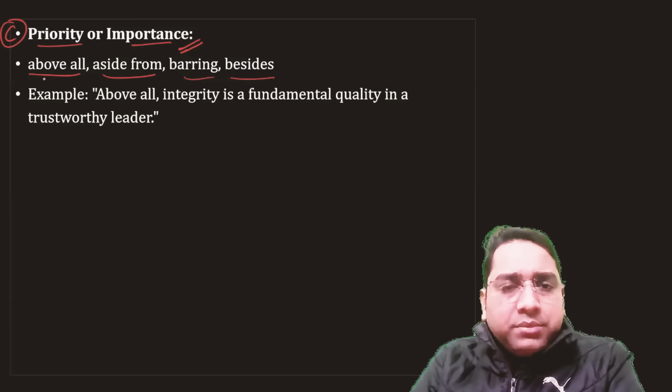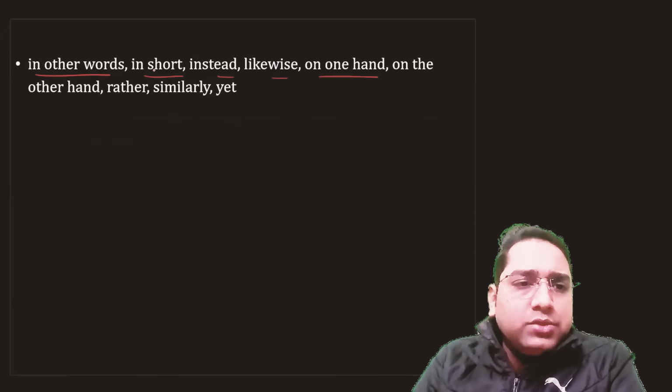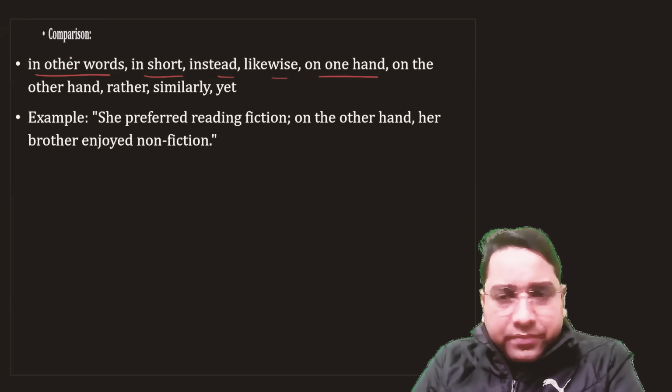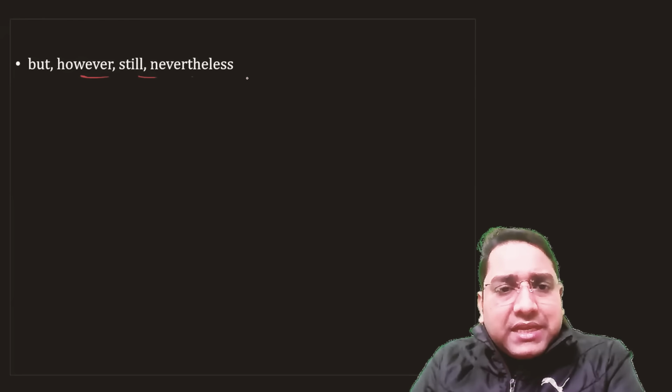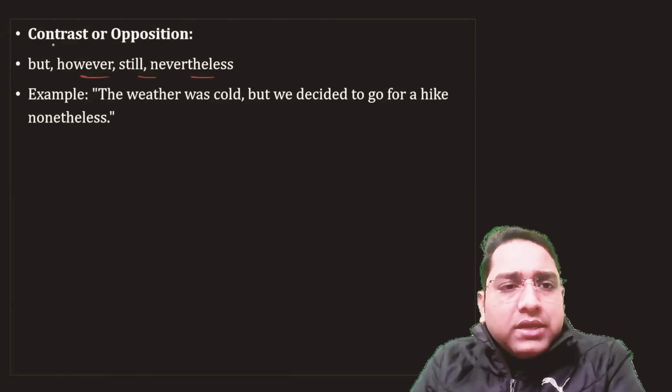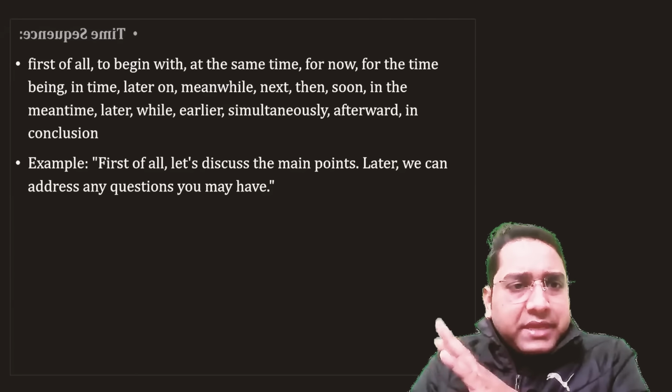You have to keep these points in mind. If these words are given, in other words, in short, instead, likewise, on one hand, on the other hand, they talk about comparison. So these are the contexts. If these words are given, but, however, still, nevertheless, they talk about contrast or opposition, right? That's it. So I hope everything is sorted till now.